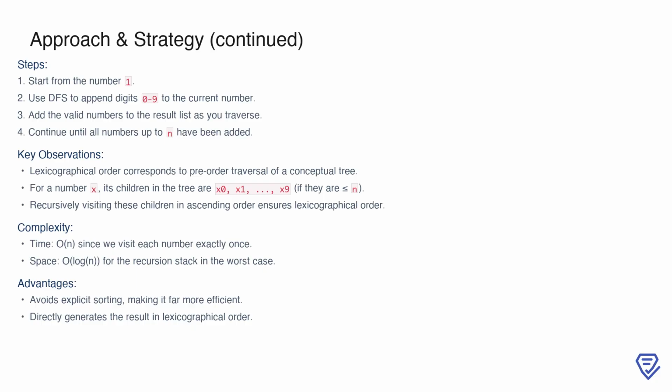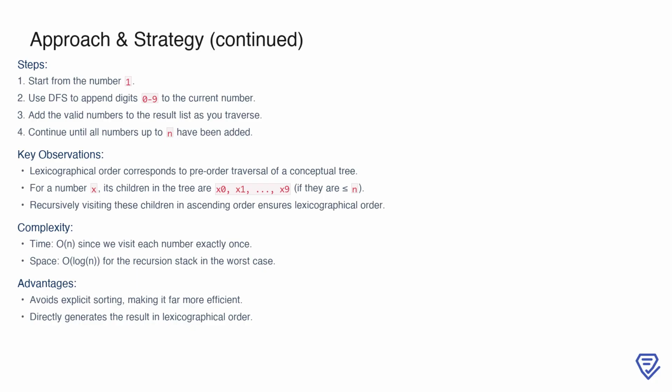In this tree, each number x serves as a node, and its children are x0, x1, through x9, provided they are less than or equal to n. By recursively visiting these children in ascending order, we naturally generate numbers in the desired lexicographical sequence. The efficiency of this method is notable.